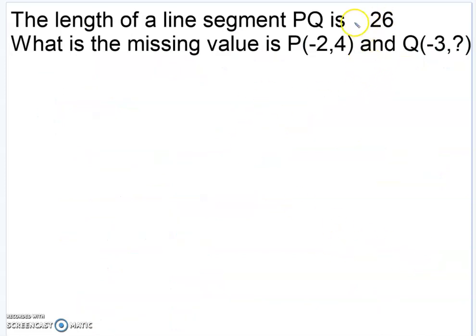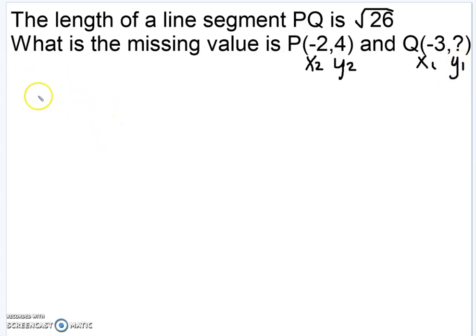The last type of problem you may see is one like this, where I give you the length or the distance of the line segment. So I give you the distance and I give you one of the points, but there's going to be a missing value. So again, I'm going to identify my x1, y1, x2, y2. It really doesn't matter what order you choose. Maybe in this one I'll actually flip these around just to show you how it would change.